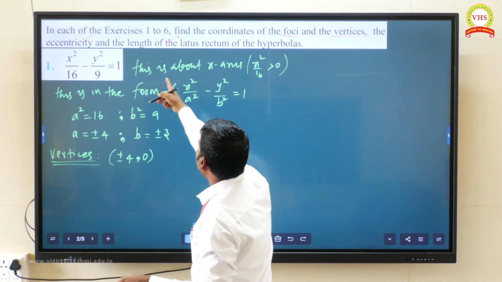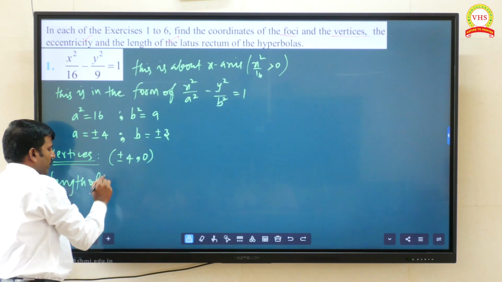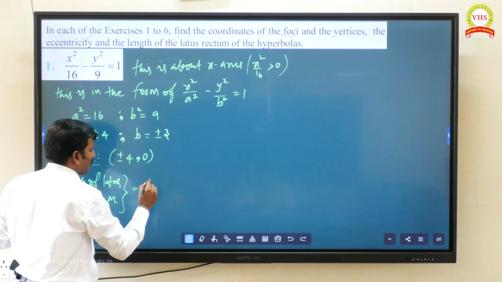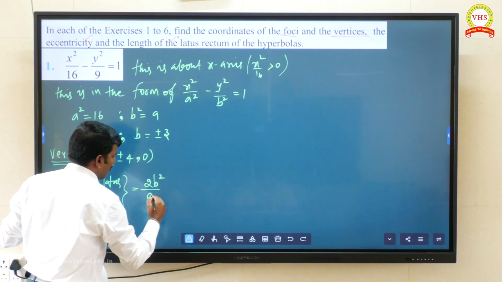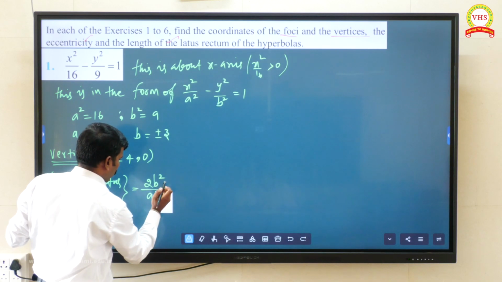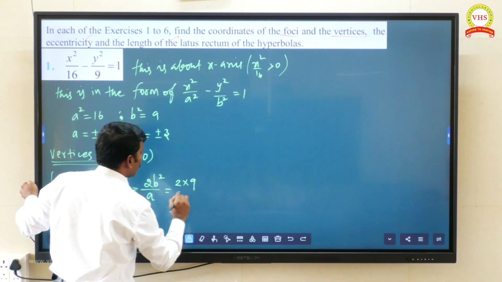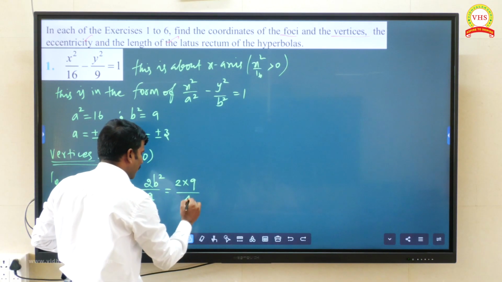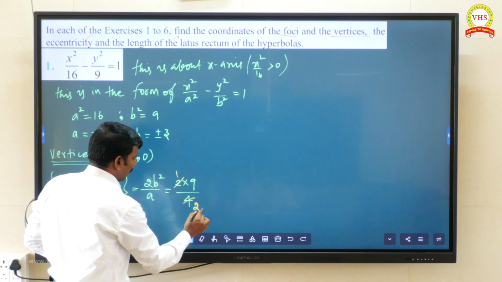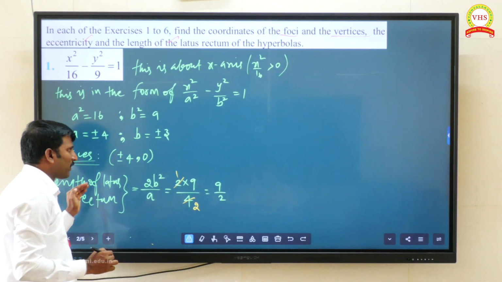We need c. The length of the latus rectum we can find first. What is the formula? 2b square divided by a. So 2b square by a. What is the b square, children? 2 into 9 divided by the a value 4. See, it's about length, so length we should give as positive. Understand? 2 times, so I'm getting 9 divided by 2 as my length of the latus rectum.